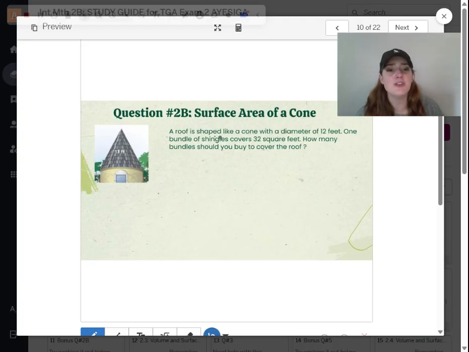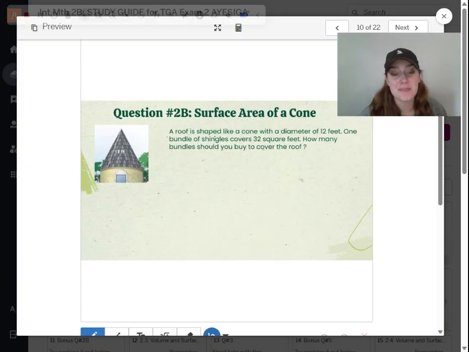So a roof is shaped like a cone. It's looking fancy. It's like a little castle. That'd be really cool if that was like your room, like at your house, where you live. That would be really cool. I would like that. Anywho, that'd be really cool looking up.